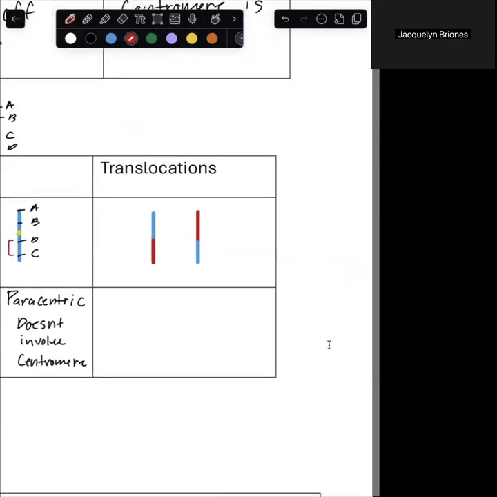Okay, translocations. A segment of one homologous chromosome attaches to another. Reciprocal is when there's a two-way transfer. So this would be a reciprocal.